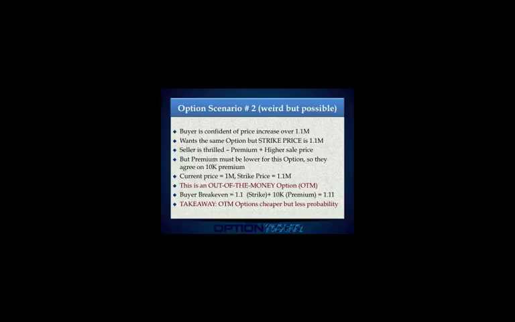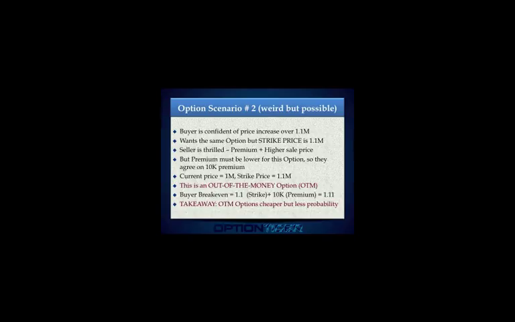But did the buyer really do a smart thing by buying an out-of-the-money option? He certainly paid much less premium for this option, but what were his chances that the land would actually surpass his strike price of $1.1 million and then go past his break-even point of $1.11 million? Obviously, his chances of this happening were much less with this out-of-the-money option than in the earlier scenario where he bought an at-the-money option but paid a bit more premium.